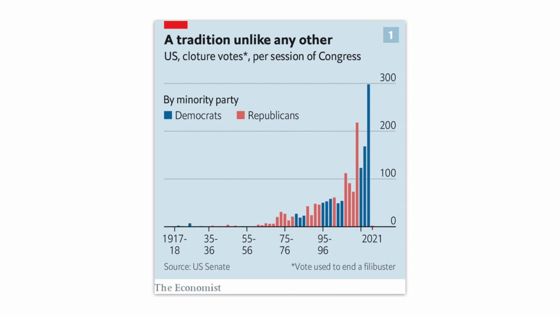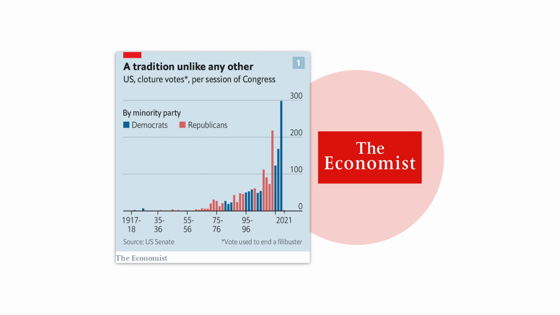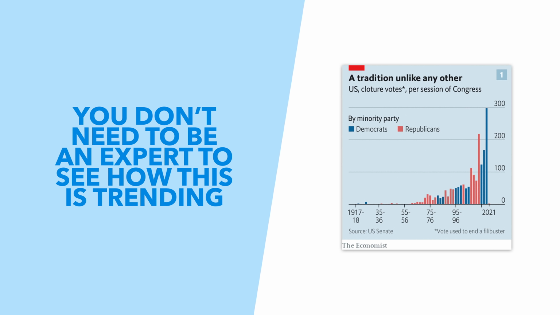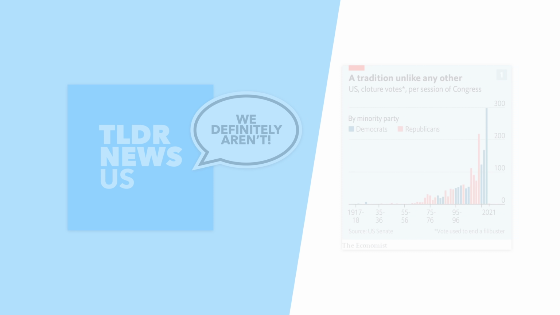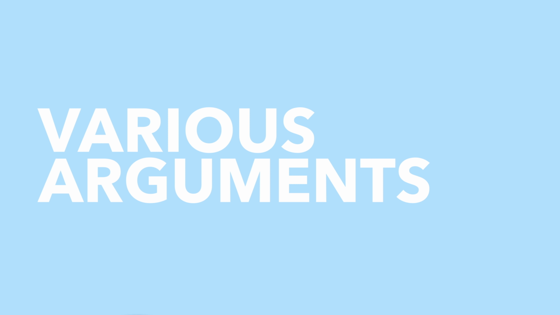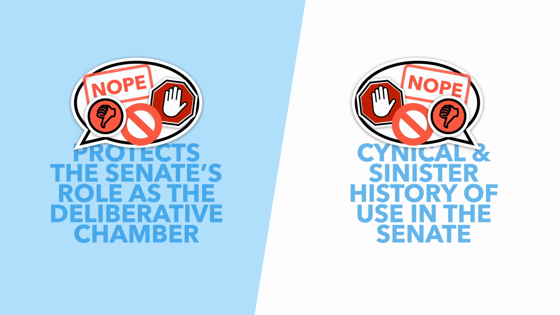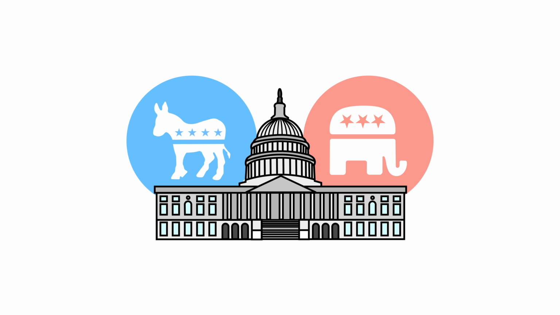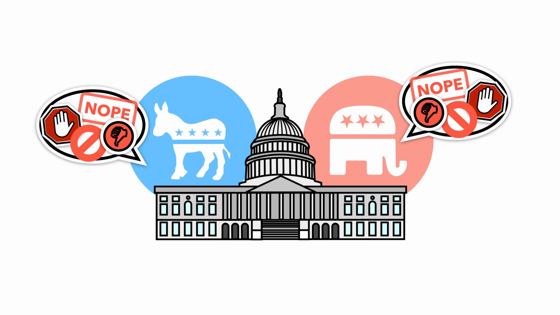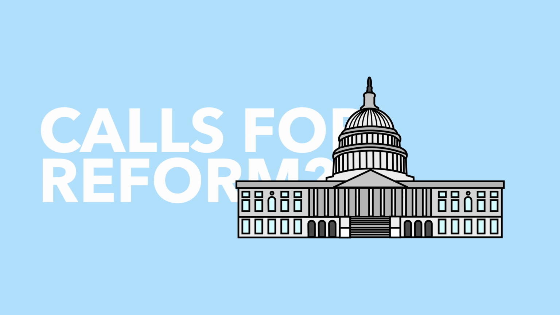Take this handy graph produced by The Economist, showing how obviously the prevalence of the filibuster has shot up recently. You don't need to be an expert data scientist to see that something's changed here. So while various arguments could be made by different sides that suggest the filibuster's worth or lack thereof to democracy, everyone can surely agree that it is problematic to American democracy that it's used by both parties to cynically block legislation. So with that said, are there calls to reform?